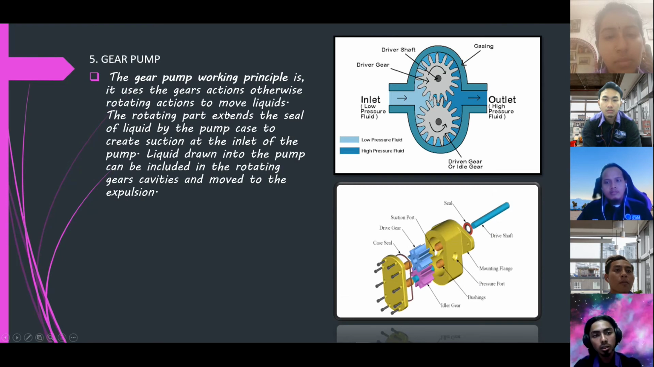Then the second is the gear pump. The gear pump working principle is it uses the gear actions, otherwise rotating action, to move liquids. The rotating part extends the seal of liquid by the pump case to create suction at the inlet of the pump. Liquid drawn into the pump is included in the rotating gear cavities and moved to the expulsion.